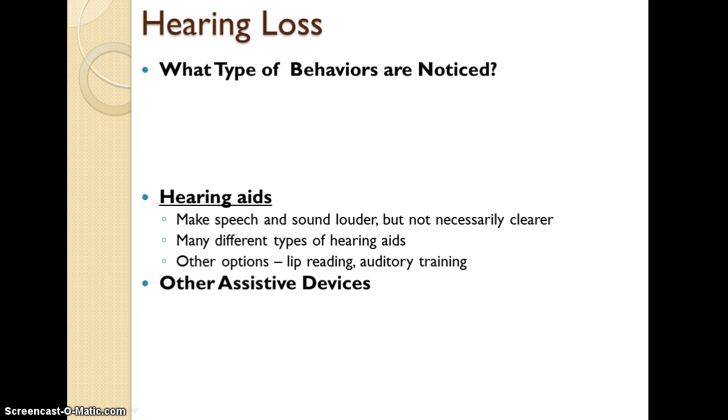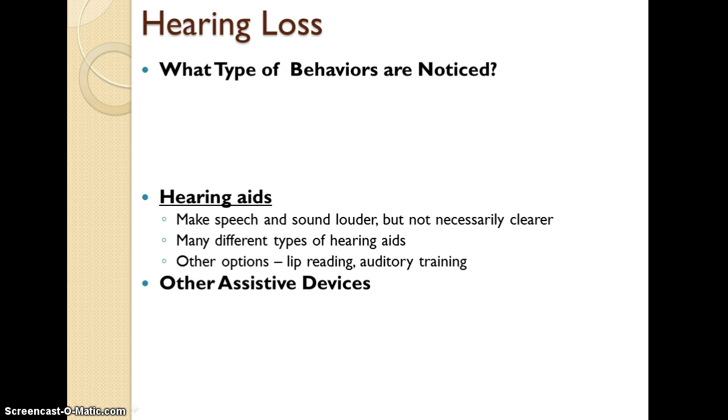Hearing aids can make speech and sound louder, but not necessarily clearer. So even with hearing aids, people tend to have trouble hearing people that have a higher timbre of voice, such as children. There are many different types of hearing aids. You've seen some that wrap around the ear. You've seen some like the Miracle-Ear, which are very tiny, go right into the ear, and are hardly noticeable.